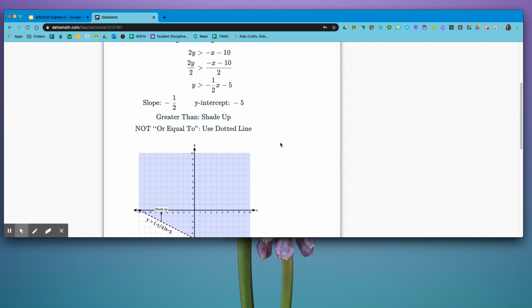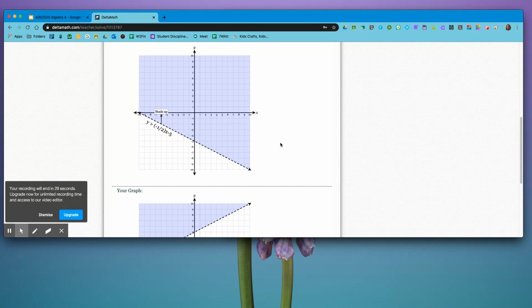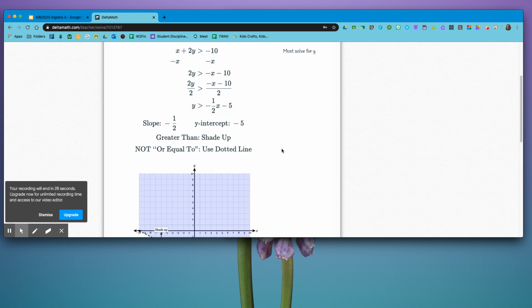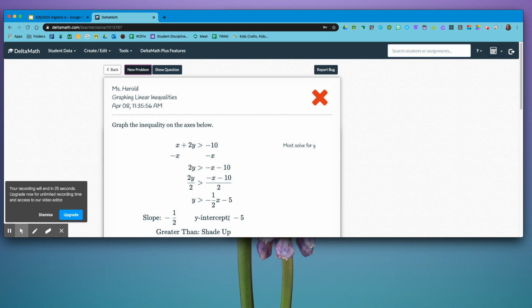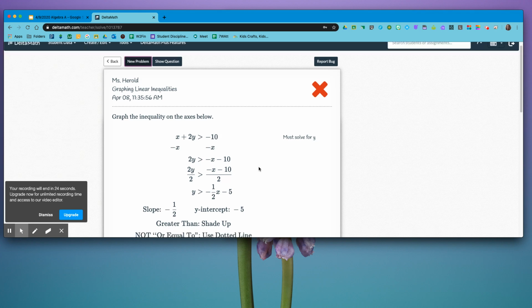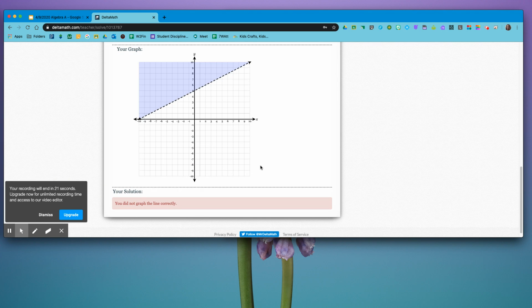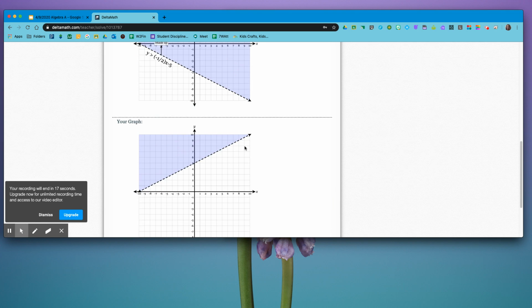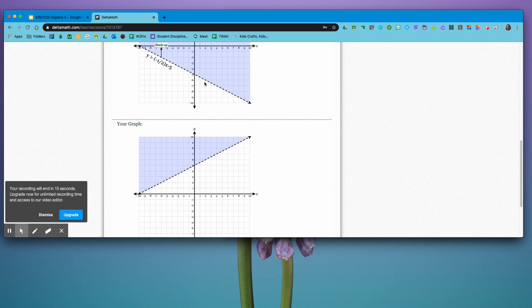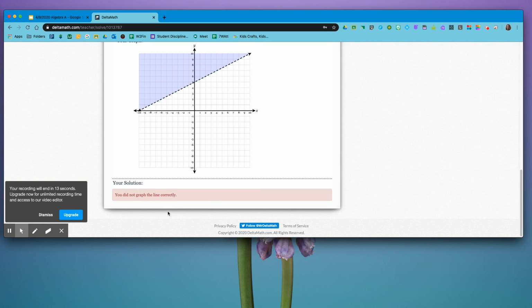Uh-oh, what did I do wrong? Oh, I didn't use the negative. Okay, so I put the wrong y-intercept. See? It's okay. They showed me my solution, and then they showed me what it was supposed to look like. It's okay. I did not graph the line correctly.